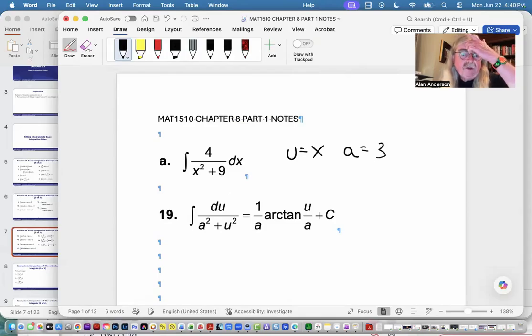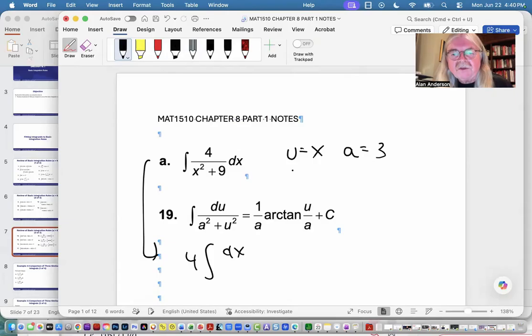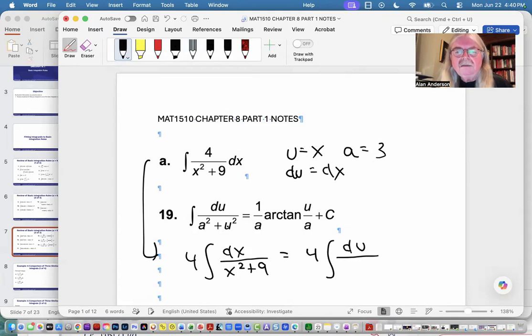Well, then what do we have here? Now, of course, the 4 in the numerator, we can just factor it right out. We don't care about that. Oh, and of course, I almost forgot. If u is x, then du is just dx. So it looks like we're all set here. Because if I make these substitutions, look what I have. Yep, that's it. u squared plus a squared.